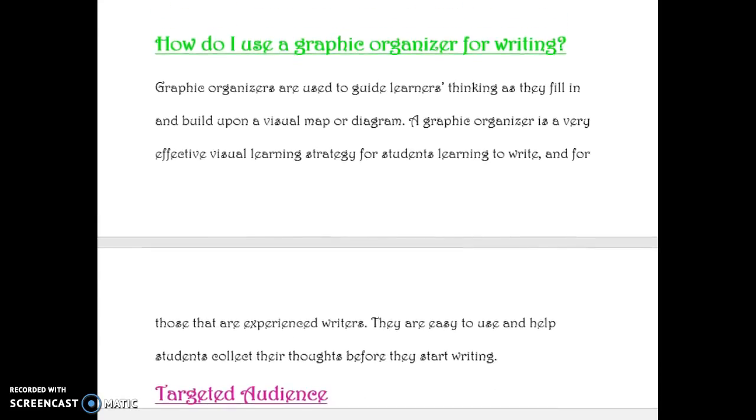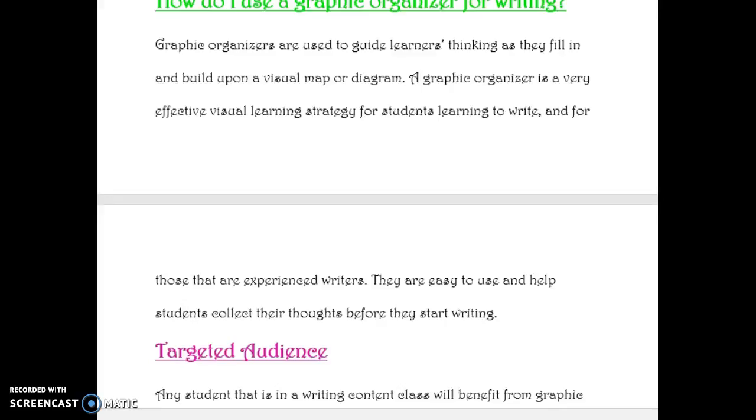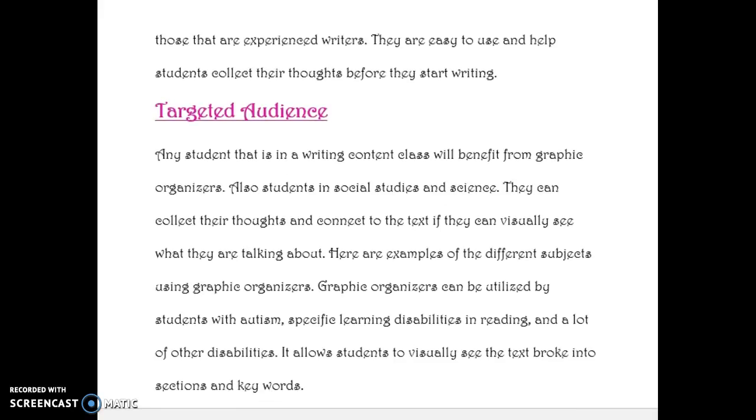How do I use a graphic organizer? Graphic organizers are used to guide learners' thinking as they fill in and build upon a visual map or diagram. A graphic organizer is a very effective visual learning strategy for students learning to write and for those that are experienced writers. They are easy to use and help students collect their thoughts before they start writing.